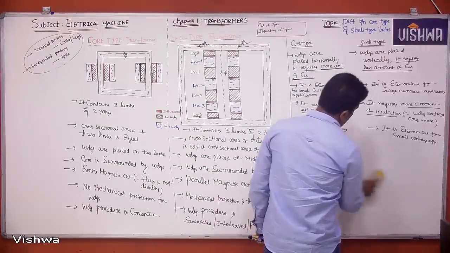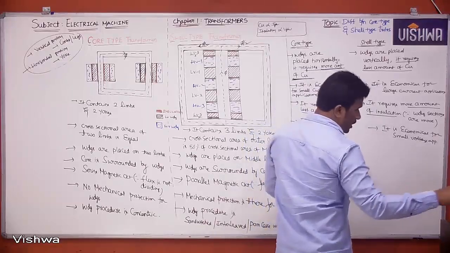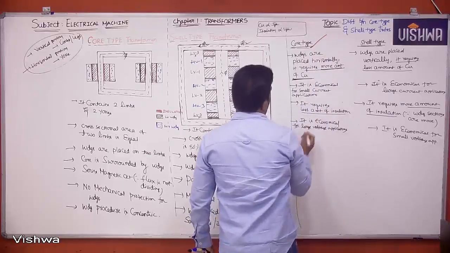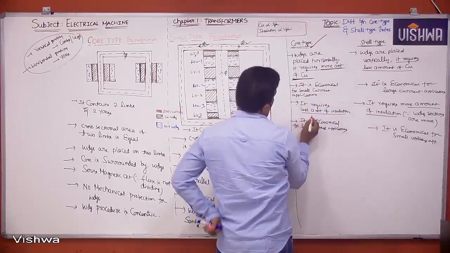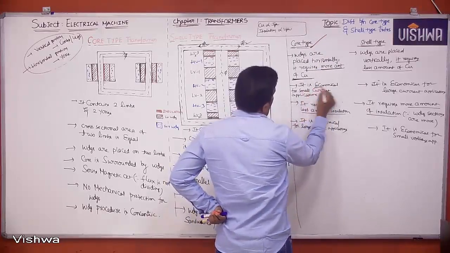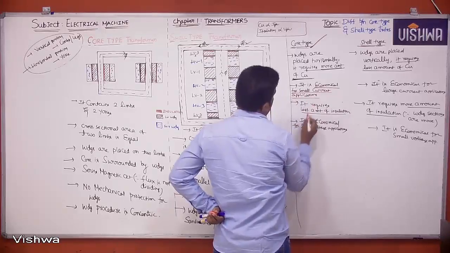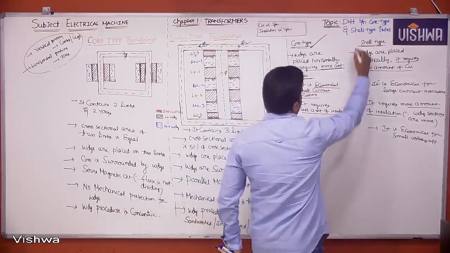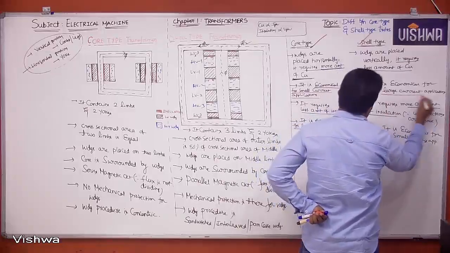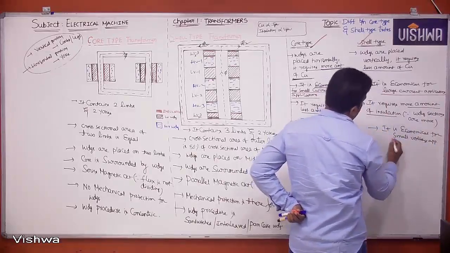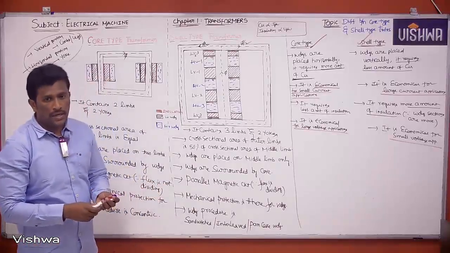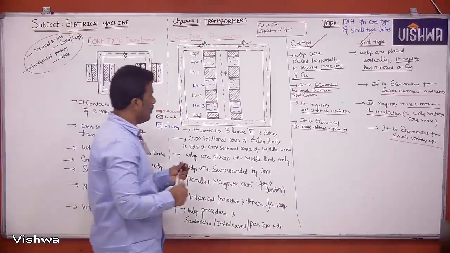So if you see the conclusion, core type transformer is economical for what I said here: small current applications, that is, large voltage applications. Whereas shell is economical for large current applications and small voltage applications. Okay. Is it clear? Next. Now what about the next point?